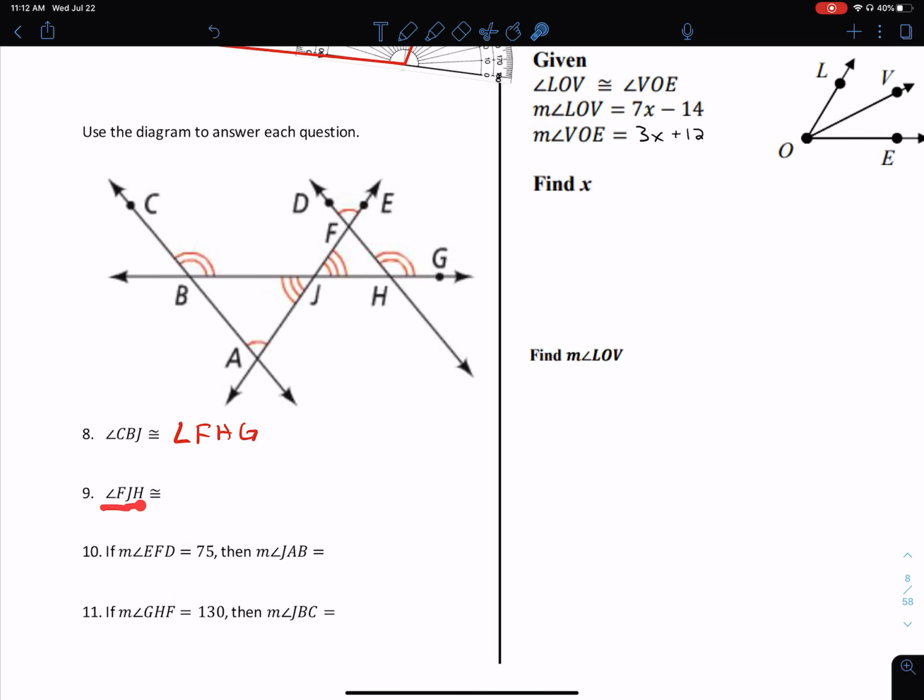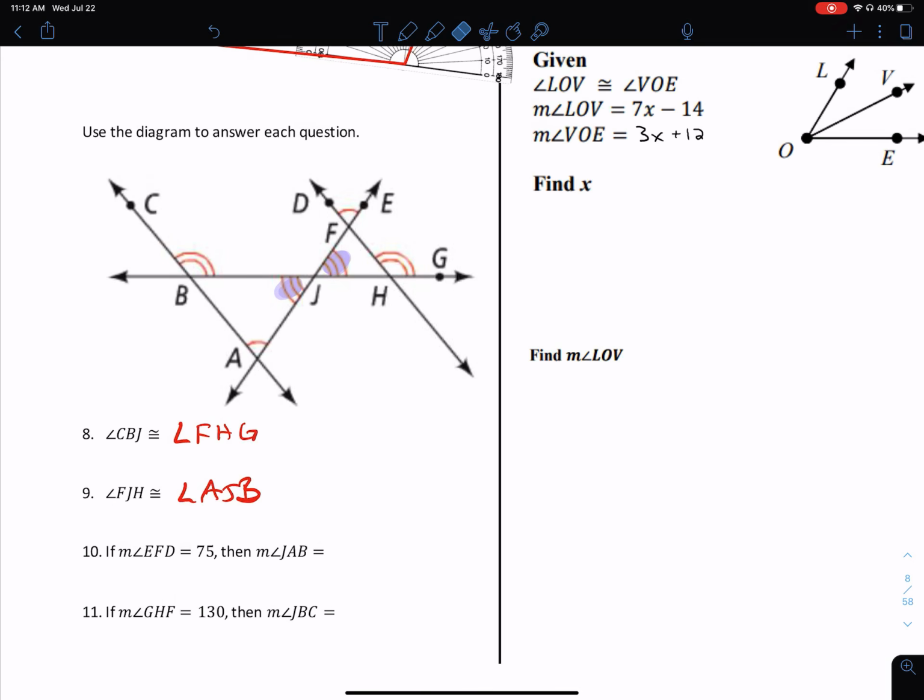Angle FJH, that's this angle here. It's got 3 arcs. Is there another angle that has 3 arcs? Sure does. Angle AJB. You could also say it in the opposite order.